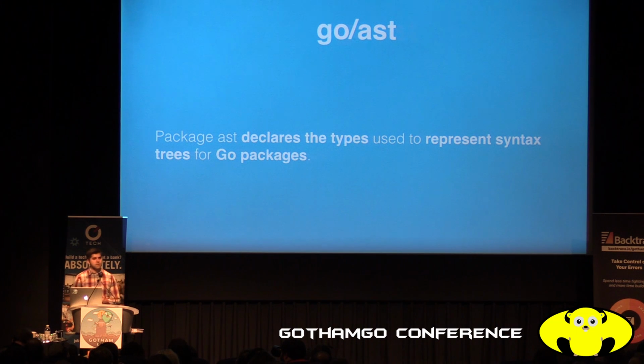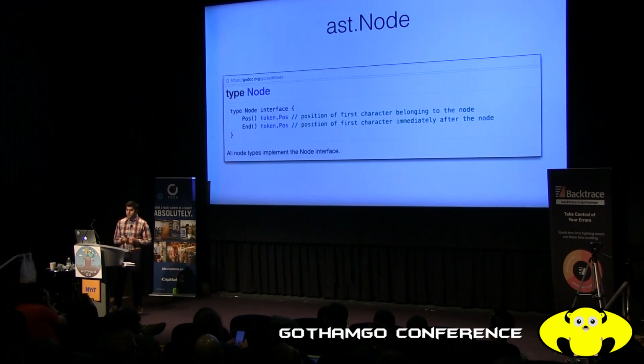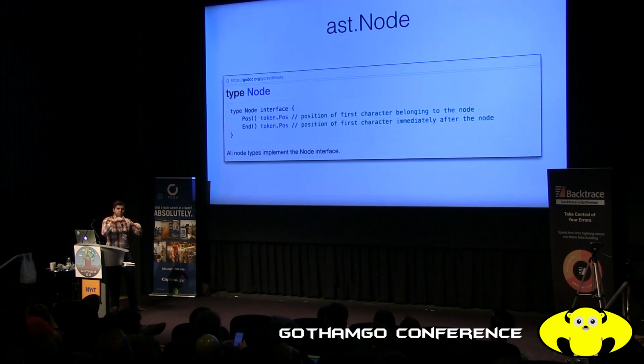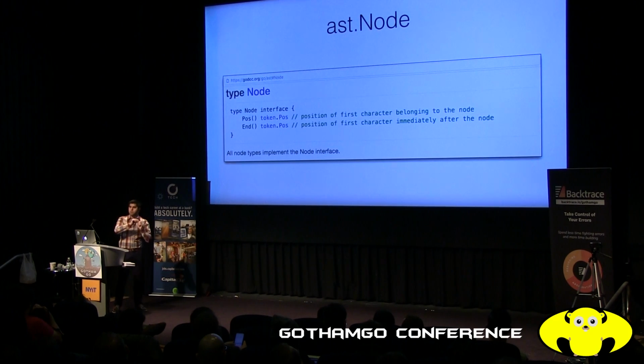The AST package declares a lot of types to represent the syntax tree, the nodes of a syntax tree for Go packages. I'm going to show an example of that in a minute. This is very important, but not important for my talk right now. Every node is an interface, and it implements these two methods: the starting position of the node and the ending position.